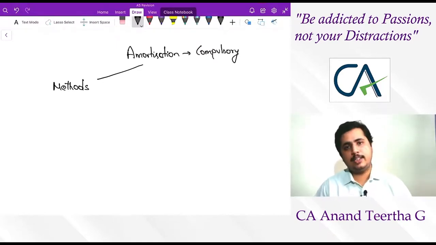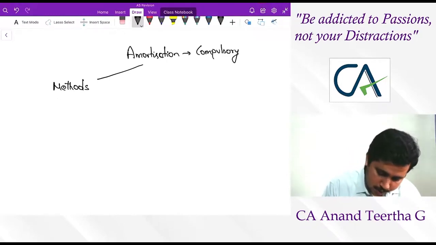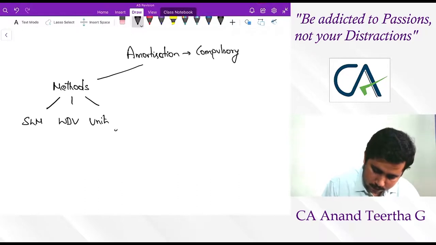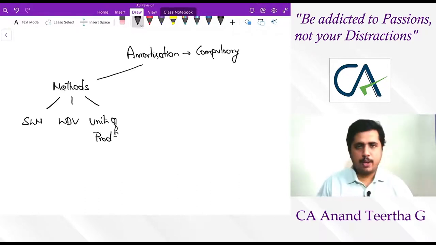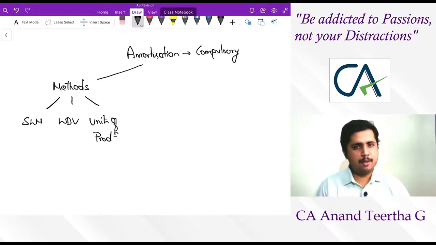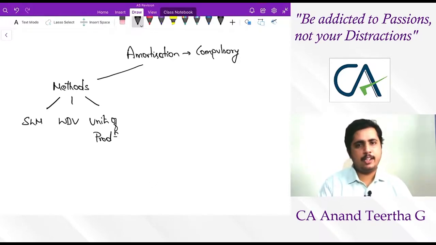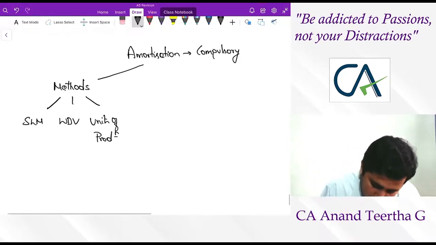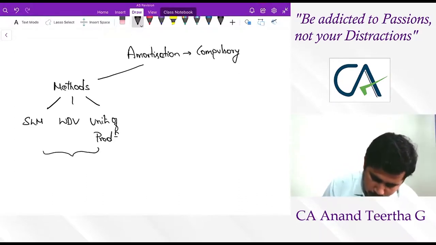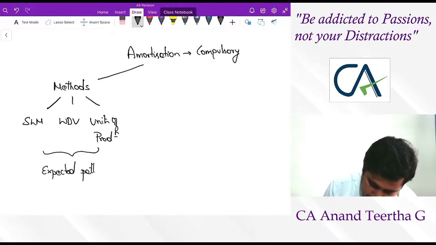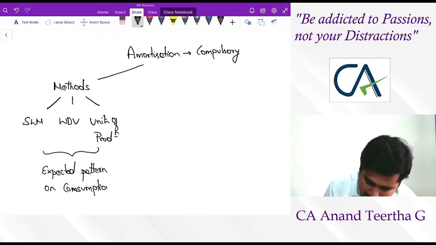Okay. So what are the methods which could be used for amortization? You can use SLM, straight line. You can use WDV, written down value. You can use units of production. Okay, you can use these three methods. In that, SLM is very famous, that we normally use for intangible asset amortization. Along with that, according to expected pattern of consumption. So the method you choose will be considered according to the pattern of consumption.